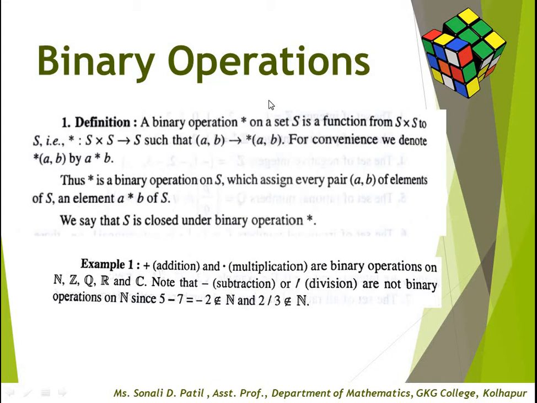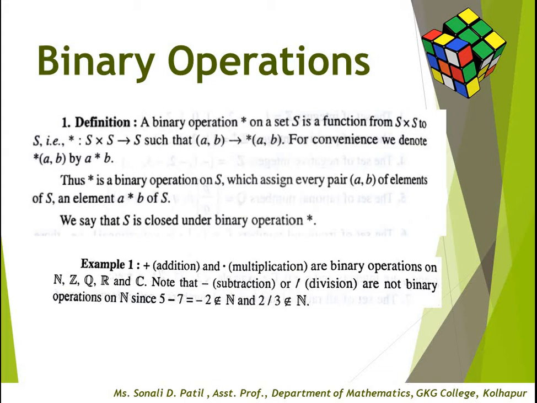We know the basic operations of addition and multiplication of two numbers. Addition of two numbers is again a number. Multiplication of two numbers is again a number. So recall that if S is any set, then S cross S is equal to the set of (a, b) such that a, b belong to S. Now we define binary operation on set S.